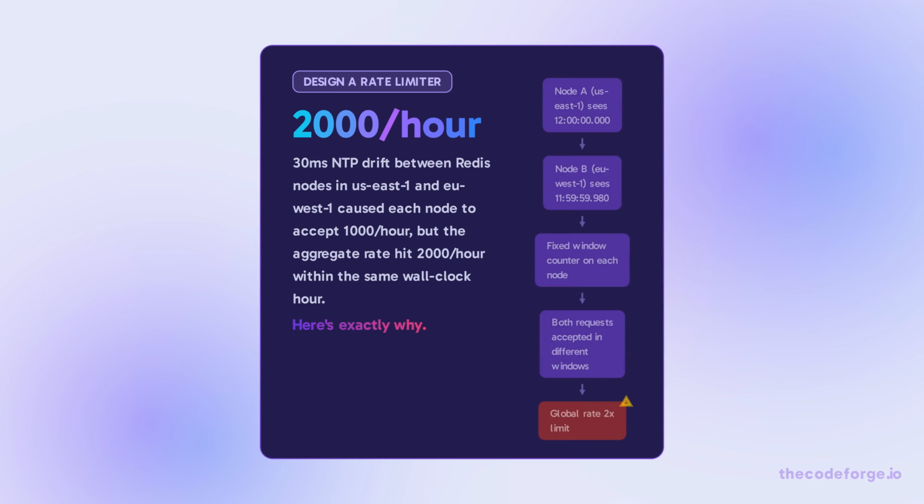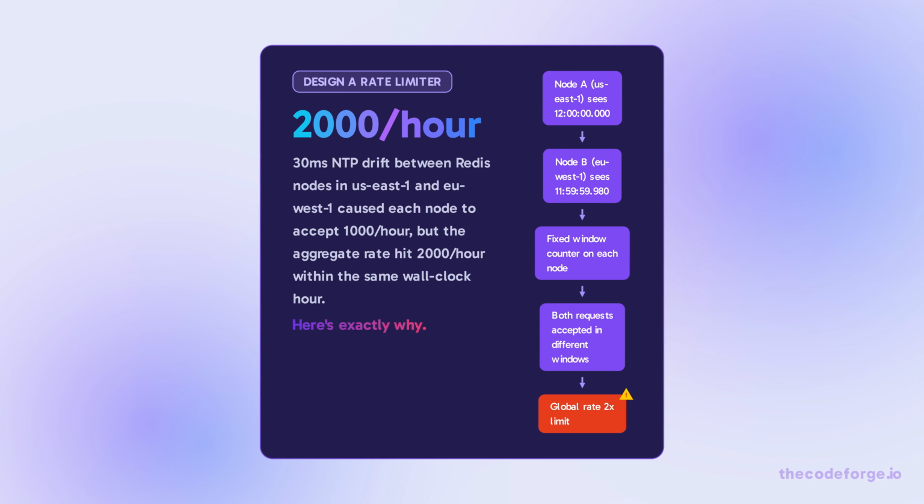Your rate limiter logs show each Redis node accepted 1,000 requests per hour, but the global aggregate hit 2,000 per hour. No single node saw a spike, yet the total rate doubled. The root cause? 30 milliseconds of clock drift between Amazon Web Services regions.